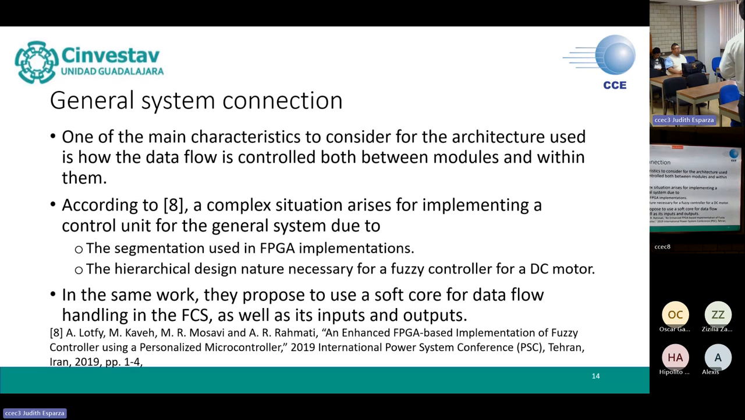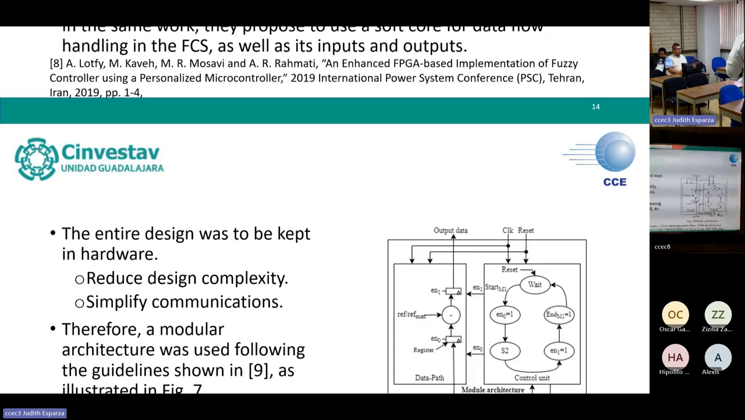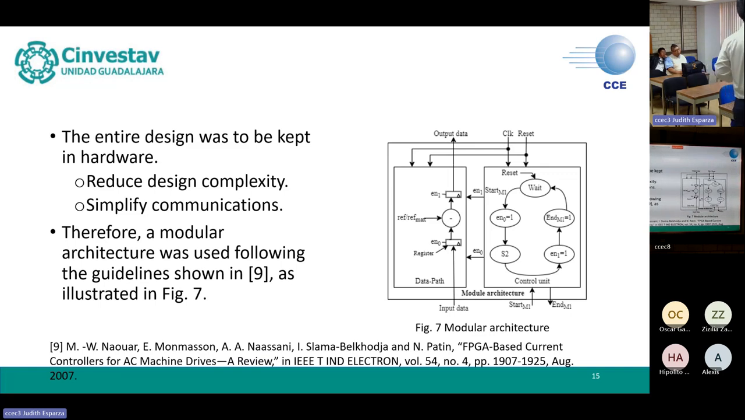Well, one of the main characteristics to consider for the architecture is how the data flow is controlled, both inside modules and between them. According to Eich, it's a complex situation that arises when implementing the control unit for a general system, due to the segmentation in the FPGA and the implementation of the MPGA, but the hierarchical design is necessary for a fuzzy controller for a DC motor. With the same goal, they propose using a software data flow that handles the FCS, and also manages the inputs and outputs. But we try to use everything in hardware. The entire design was to be kept there.